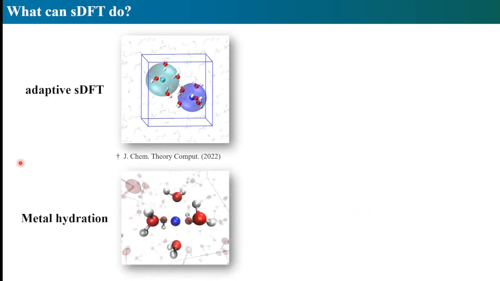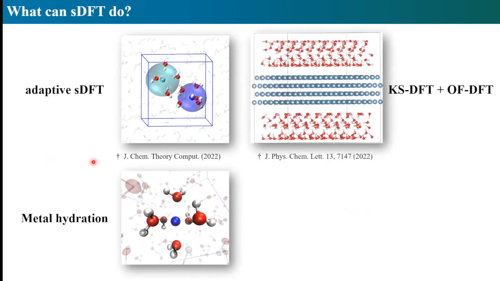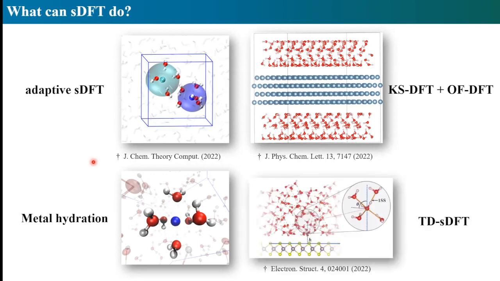With adaptive subsystem DFT, we are studying some metal hydrogen systems. If there is also a big metal system, that is a big metal subsystem, we can use orbital-free DFT. So we can use orbital-free DFT with Kohn-Sham DFT to run the subsystem DFT. And we can also run some TD-DFT subsystem DFT calculations.